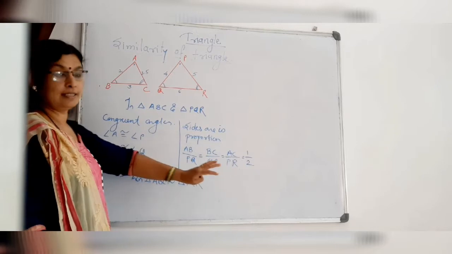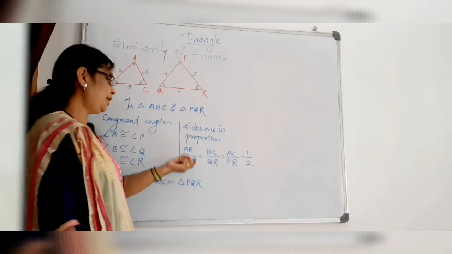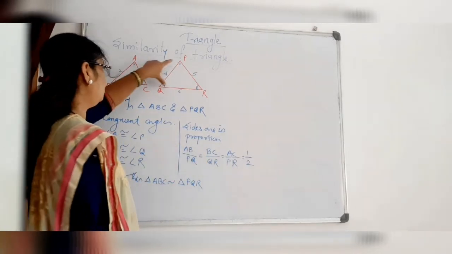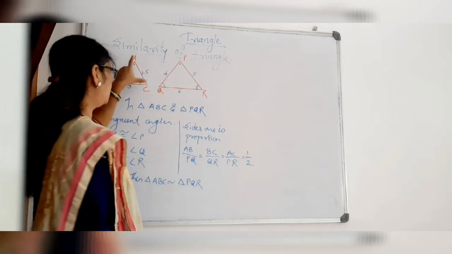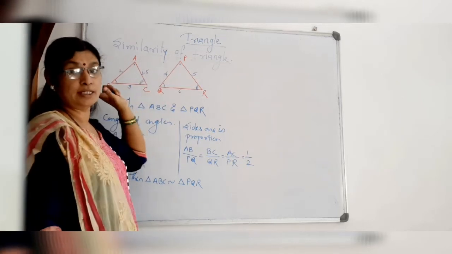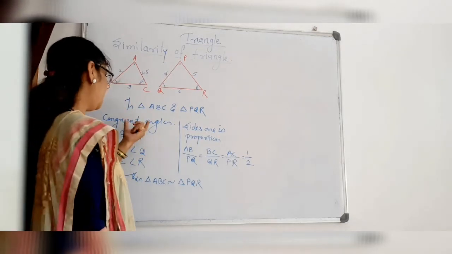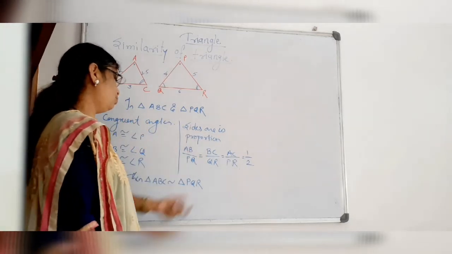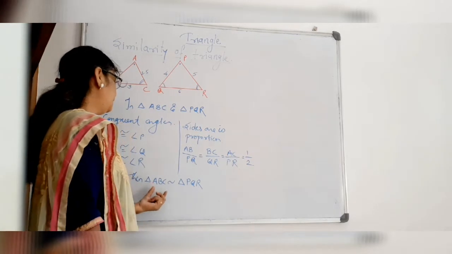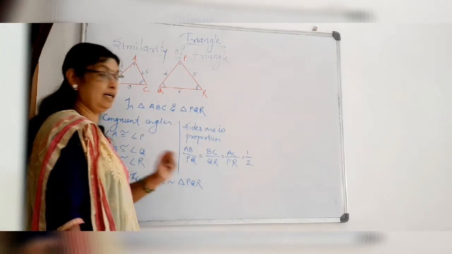In congruent triangles, what do you have to take? AB is congruent to PQ, BC is congruent to QR, and AC is congruent to PR. All the three sides are congruent and all the angles are also congruent. Here angles are congruent and sides are in proportion. Then we say that triangle ABC is similar to triangle PQR.